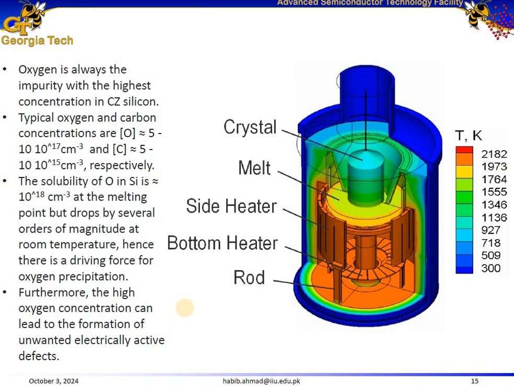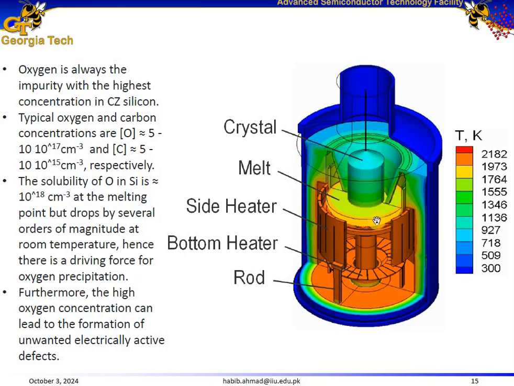This image highlights the key aspects of impurities in Czochralski's silicon crystal growth method. Oxygen is the most prevalent impurity in the Czochralski's growth method, typically with concentrations in the range of 5 to 10 x 10^17 per cm^3. Similarly, carbon concentrations are much lower, in the range of 5 to 10 x 10^15 per cm^3. The solubility of oxygen in silicon is high, approximately 10^18 per cm^3 at the melting point.